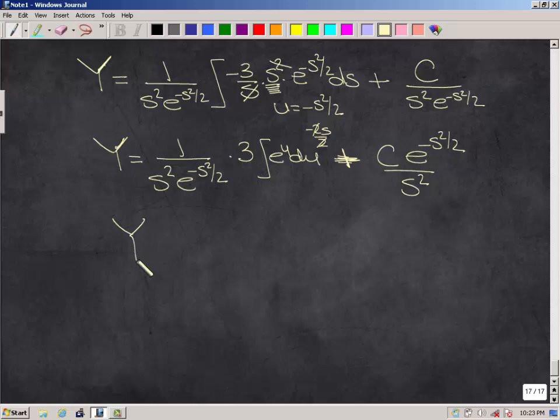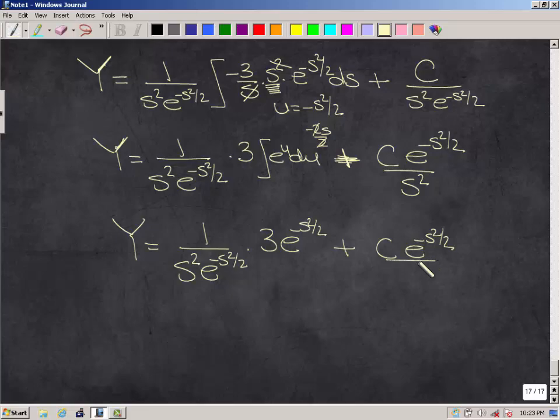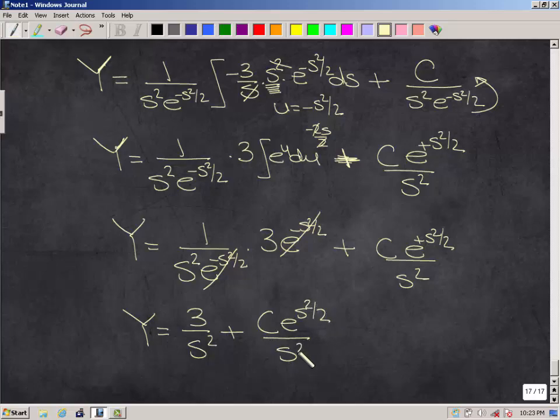And then we can integrate that. We get 1 over s squared e to the negative s squared over 2 times 3 e to the u, which is e to the negative s squared over 2, plus this. These will cancel. So we get 3 over s squared plus c e to the s squared over 2. This should be positive, I'm sorry, because when you move this to the top, this negative exponent will become positive. So that's what we get. Now here is the kicker.